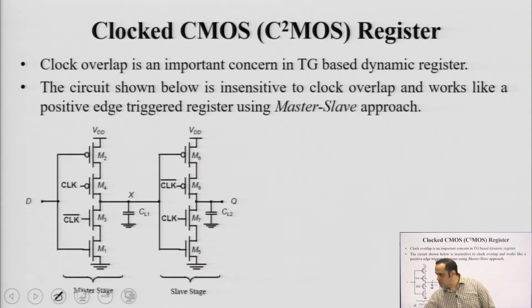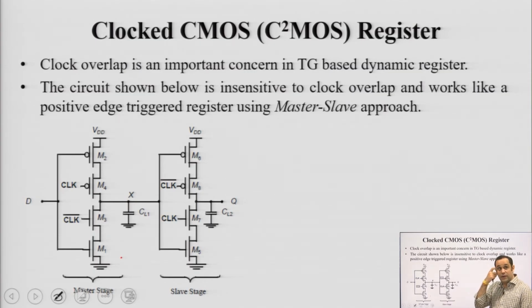To solve this problem of race, we have another version of dynamic sequential circuits, which is known as the C2MOS register, or clocked CMOS register. To avoid this clock overlap problem, what we use is, this is again the master stage and this is again the slave stage. We use a PMOS here and an NMOS here. PMOS is being driven by clock, NMOS is being driven by clock bar. We have another stage here where a PMOS is being driven by clock bar and an NMOS is being driven by clock.